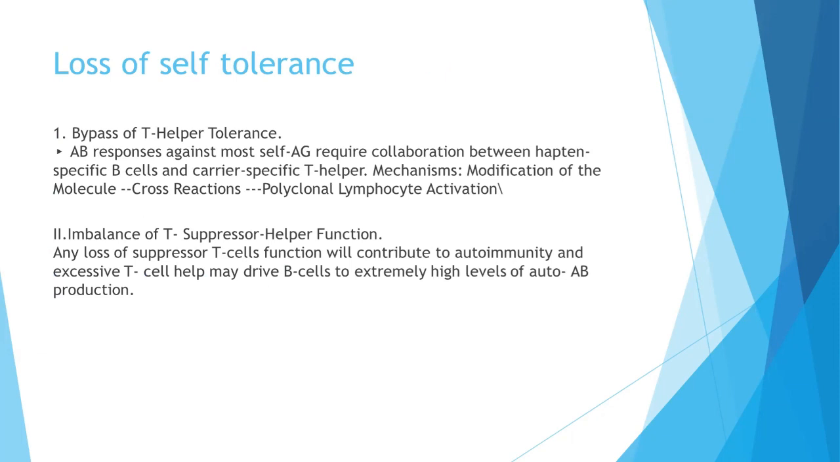The loss of self-tolerance can be either through the bypass of T helper tolerance or imbalance of T suppressor and helper function. Antibody responses against most self-antigens require collaboration between hapten-specific B cells and carrier-specific T helper cells. The mechanism is the modification of the molecule, which can then cause cross reactions and polyclonal lymphocyte activation. But any loss of suppressor T cell function will contribute to autoimmunity, and excessive T cell help may drive the B cells to extremely high levels of autoantibody production. So these are the two main mechanisms behind the loss of self-tolerance.